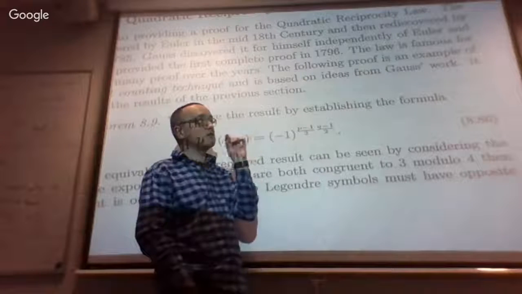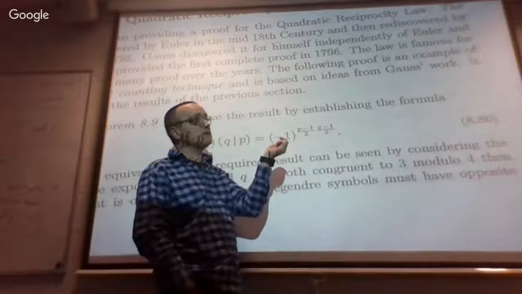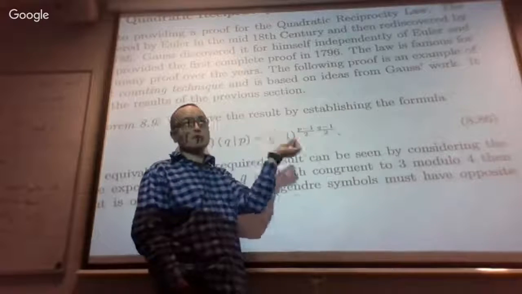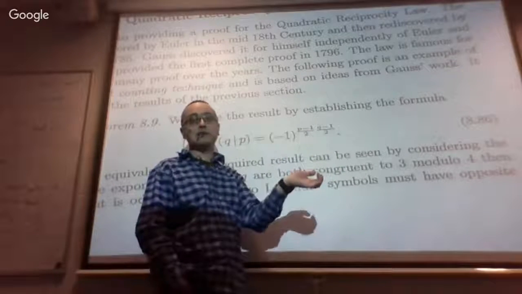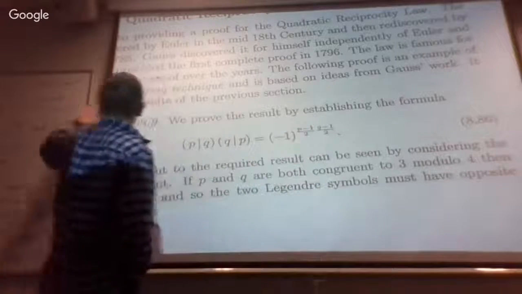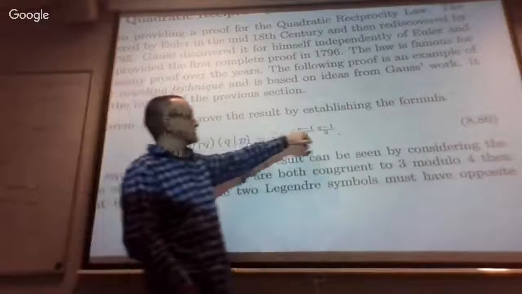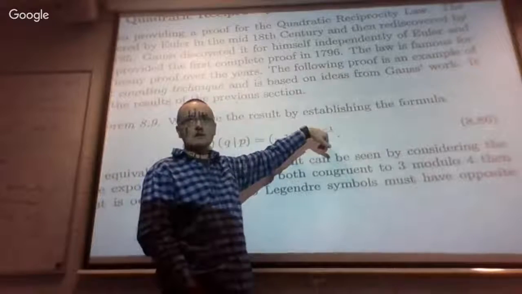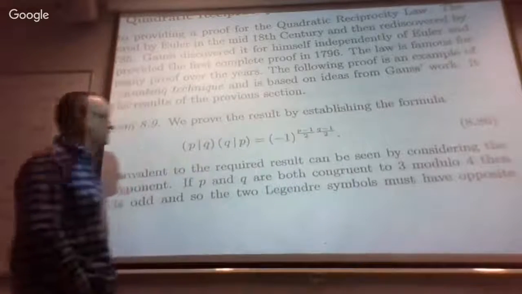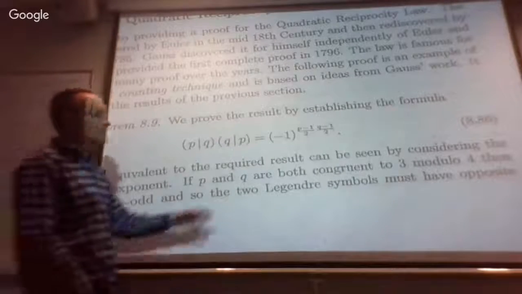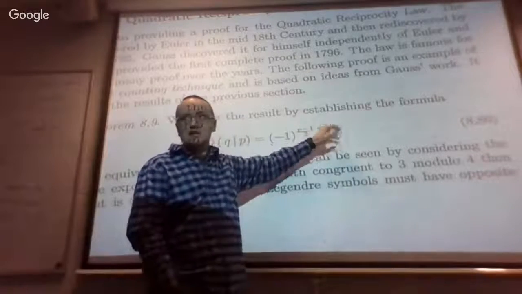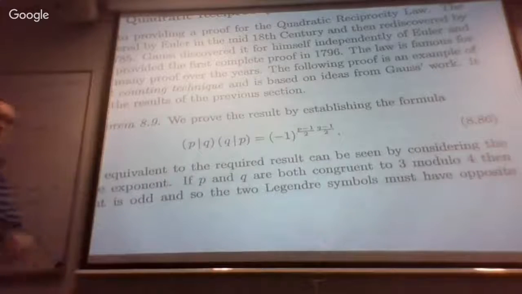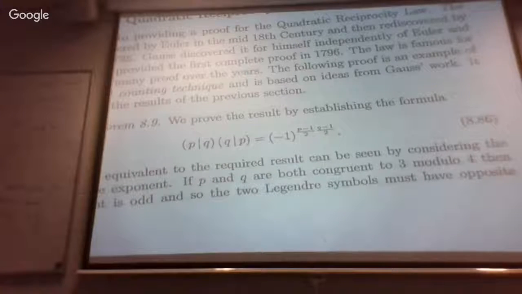And something congruent to 2 mod 4 means it's a multiple of 4 plus 2. When you divide it out by 2, you get a multiple of 2 plus 1. So you get an odd number. Okay. So when they're both congruent to 3 mod 4, this integer (P minus 1) over 2 is going to be odd, and so will (Q minus 1) over 2 be. That's congruent to 3 mod 4. So the overall exponent is a product of two odd numbers, so the overall exponent is odd. So you've got an odd power of minus 1. So you've got minus 1.